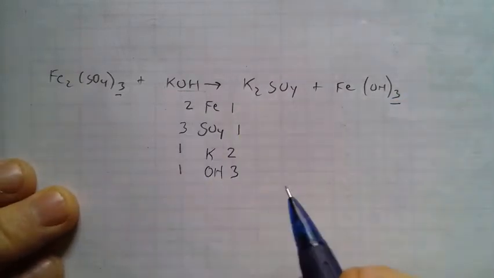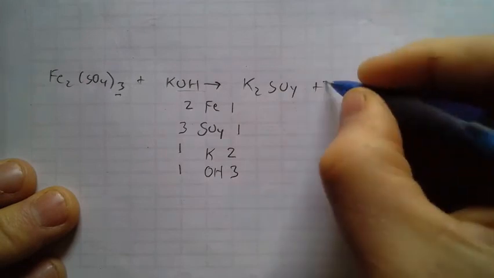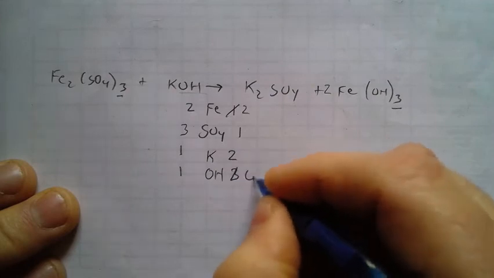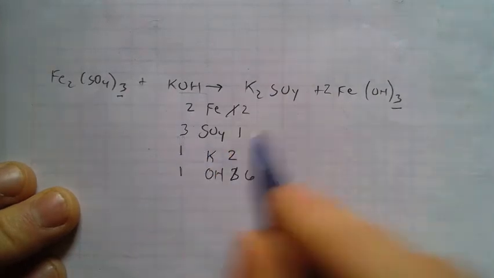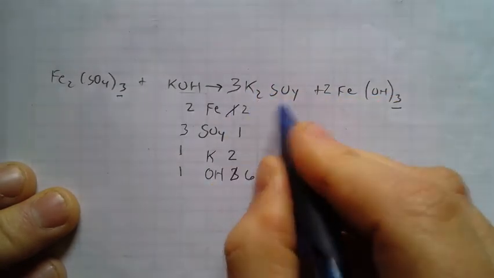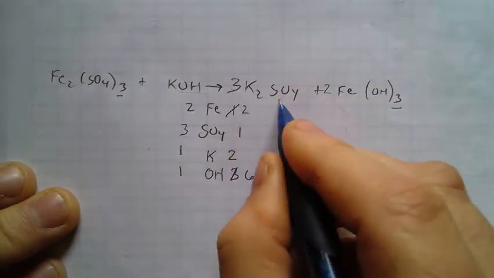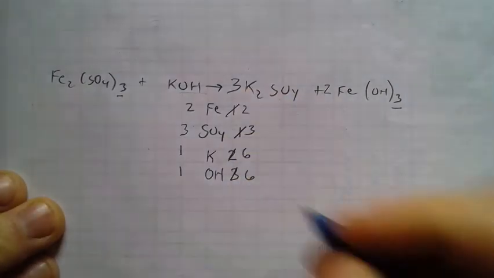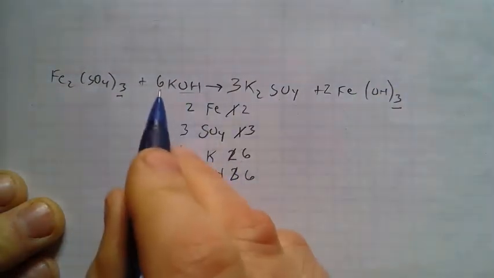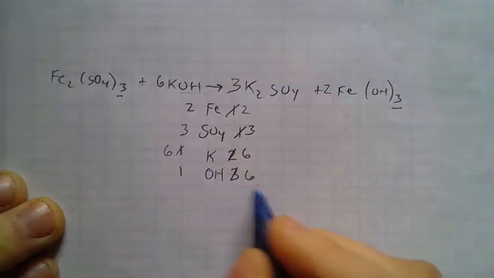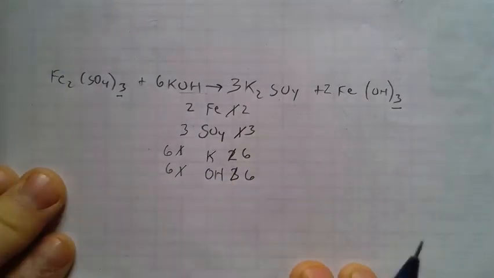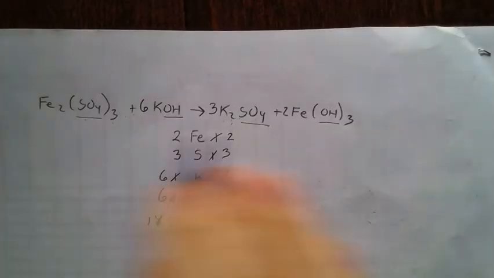So we just go through like we normally do. We have a 2 and a 1. We put a 2 there, gives us 2 irons. 2 times 3 gives us 6 hydroxides. Sulfates, 3 and 1. We're going to put a 3 in front of the potassium sulfate. That will give us 3 SO4s, but that will also give us 6 potassiums. And then we just finish off by going 6 in front of the potassium hydroxide, make 6 of that, and 6 hydroxides. And now it's balanced. And as you can see, a lot less multiplication, and we end up with exactly the same final answer.